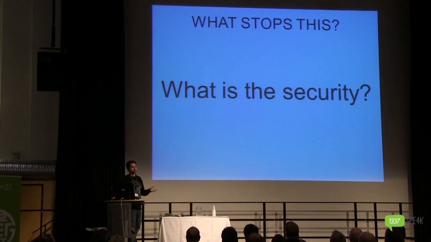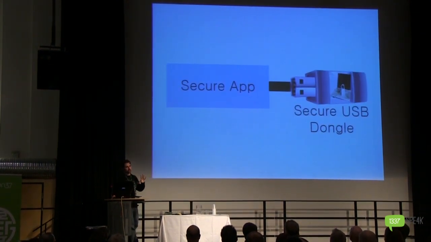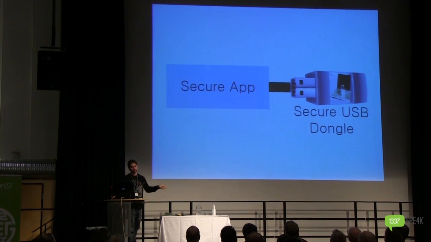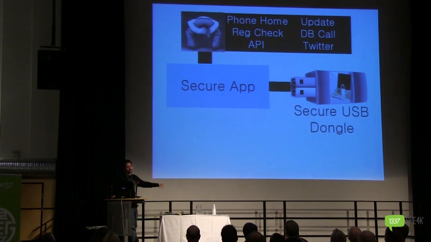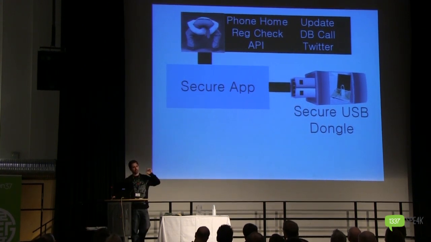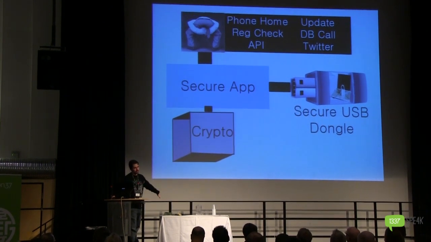So what stops this? What's the security, right? The Microsoft secure development cycle. You can use secure USB dongles. You can phone home and do a registration check. You can look at the registry. You can call the database. You can Twitter, whatever it is. You can update your software. And then you have your crypto on there, right?